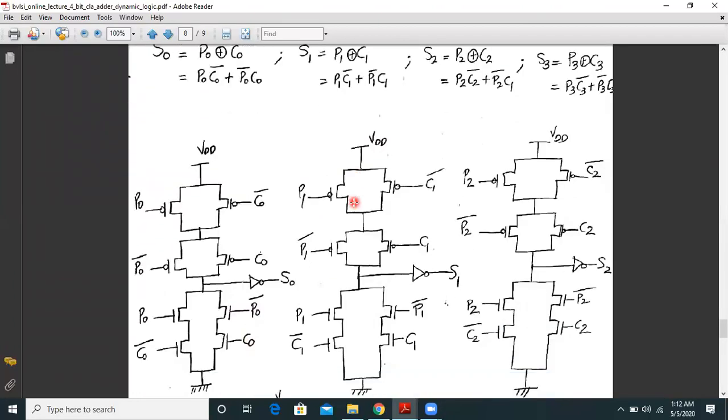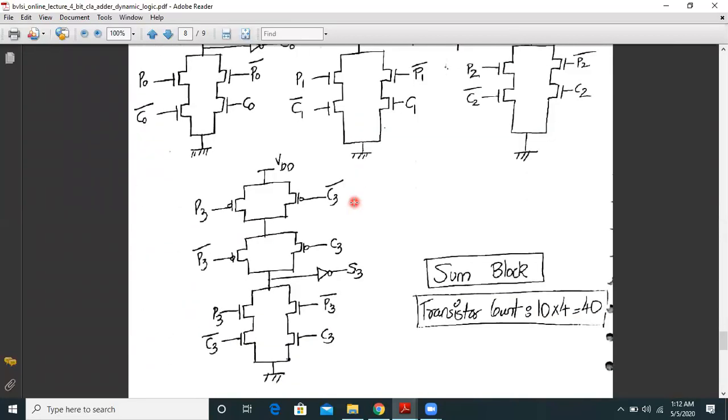Remember, we are implementing this using static CMOS logic. You all can also implement it using dynamic CMOS logic. So the total transistor count over here is, C3 bar and P3 bar are already available. So for one block, the pull up network requires 4, pull down requires 4, and 2 for the CMOS inverter. So one block of sum requires 10 transistors. There are 4 blocks, so we require 10 into 4, that is 40 transistors.